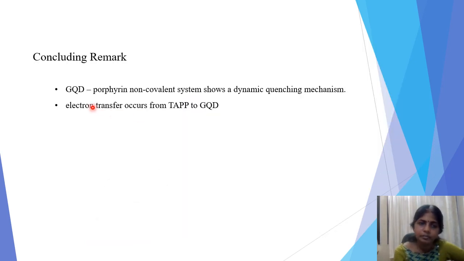As a concluding remark, we have actually synthesized a nanohybrid system incorporating the graphene quantum dots and the porphyrin derivative, which are involved in a non-covalent type of interaction with each other. And we have studied the photophysical parameters associated with such a system, which shows that there is a feasibility for electron transfer happening from the porphyrin derivative to the graphene quantum dots.